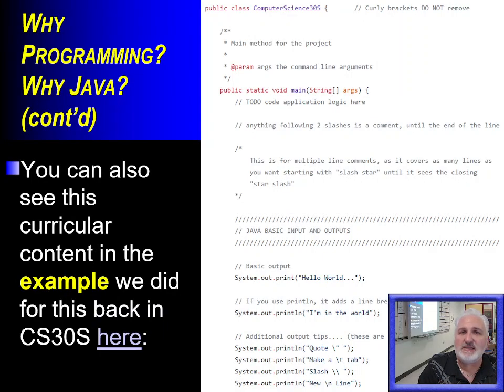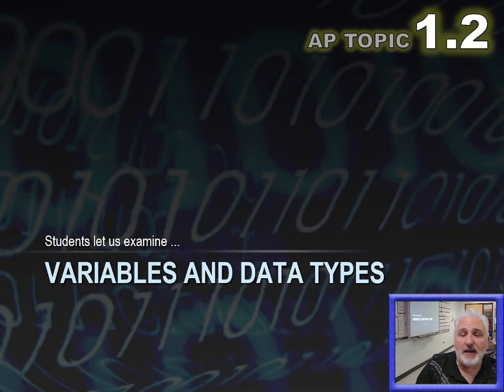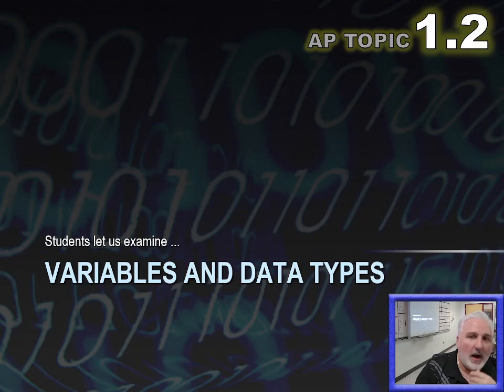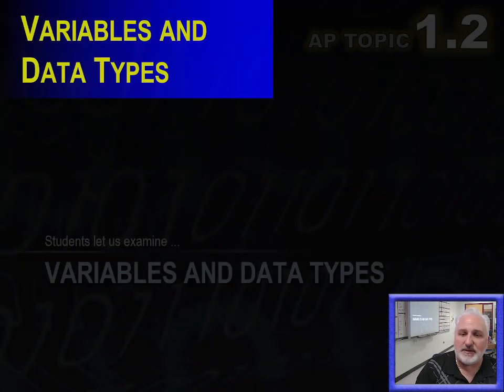You can also see this if you look back in our examples. For example, the 30S example, you can see a screenshot of it here, has that code in there, and it explains the difference between print and println. All right, moving on to topic 1.2, variables and data types.